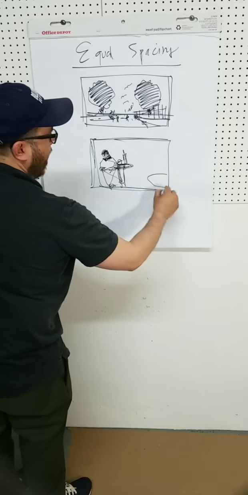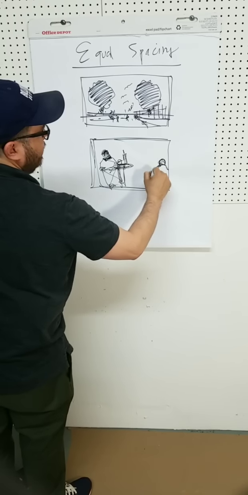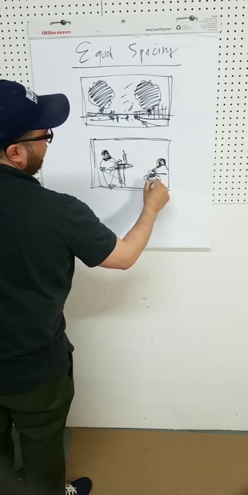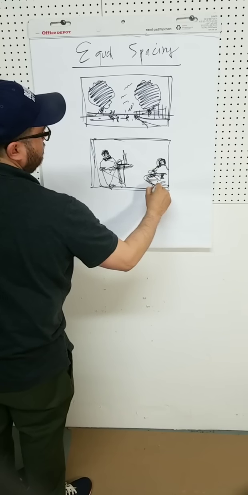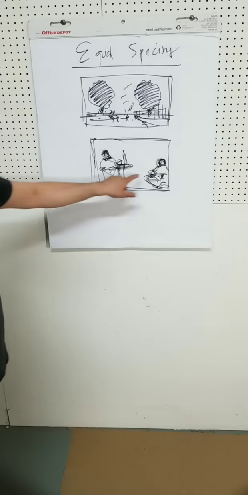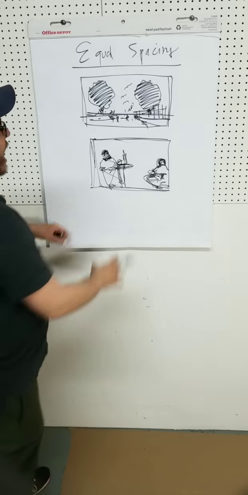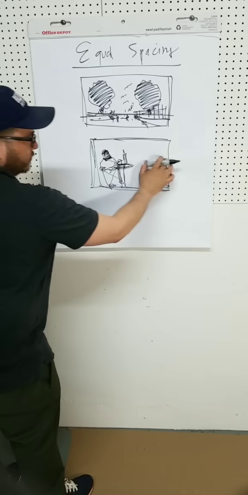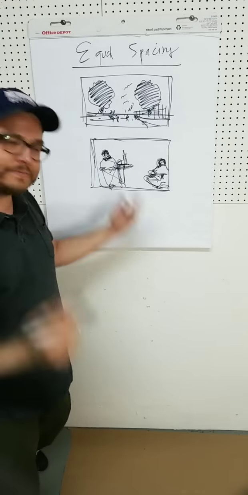Over here, you could have a person sitting with their plate and their food or whatever. This could be equal spacing as well. Why? Because you're putting two masses. Now, whatever you put here does affect the painting, but it doesn't matter as much anymore.